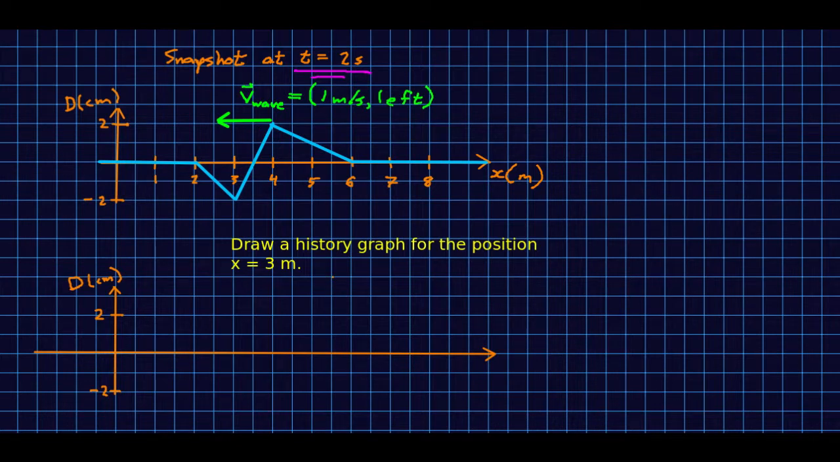Now, this is a history graph, so the first thing to recognize is you're telling the story of a point, and so this is going to be a time axis.